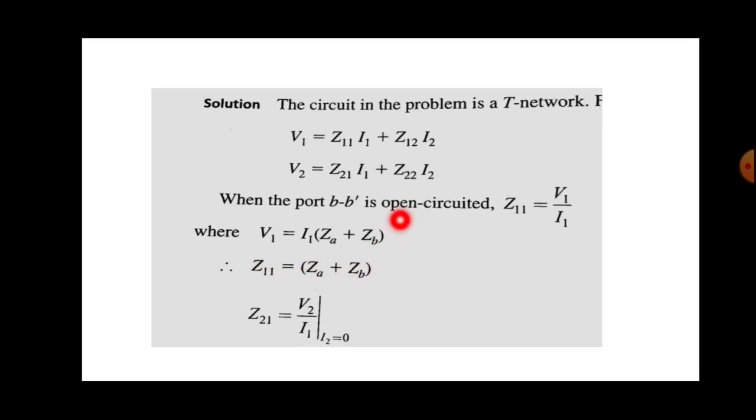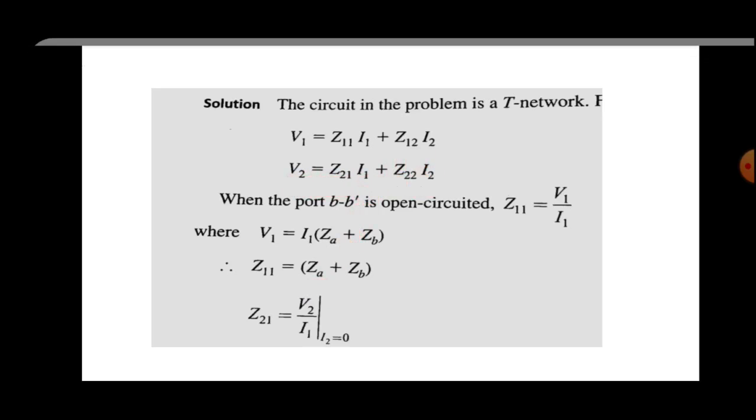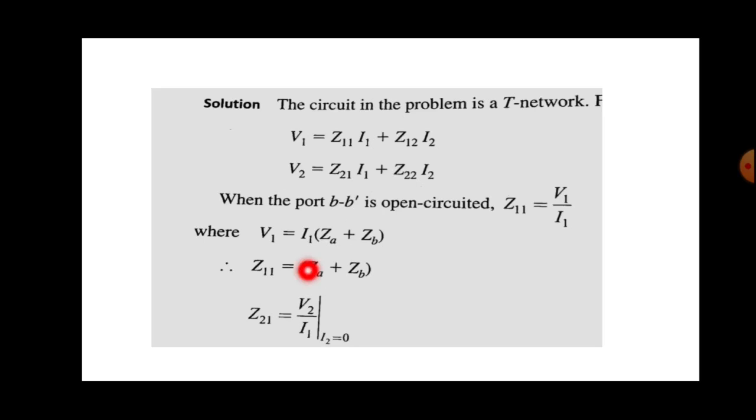Similarly, when we open circuit the second port, I2 will be equal to 0. So this term will be equal to 0. So we will get Z21. Z21 will be equal to V2 by I1, at I2 equal to 0. So we have to find out the value of V2.